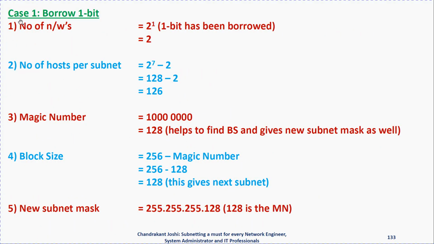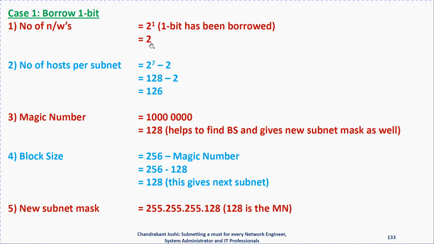Okay, suppose in case 1 I borrowed 1 bit. So if I borrow 1 bit, what happens to the number of networks? We know the formula. Number of networks is equal to 2 power 1 because 1 bit has been borrowed, and 2 power 1 is 2. So whenever you borrow 1 bit, you get 2 networks.